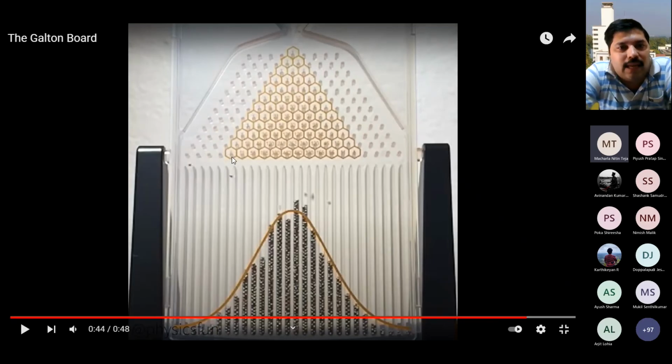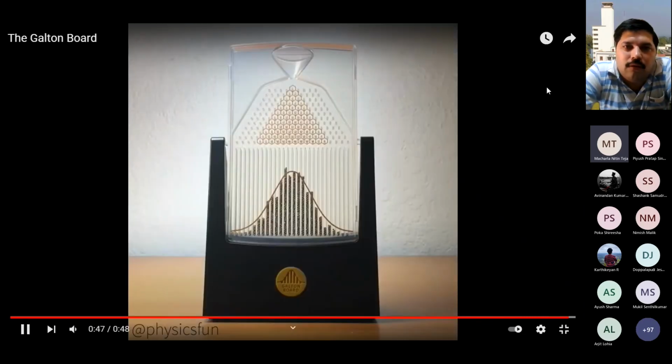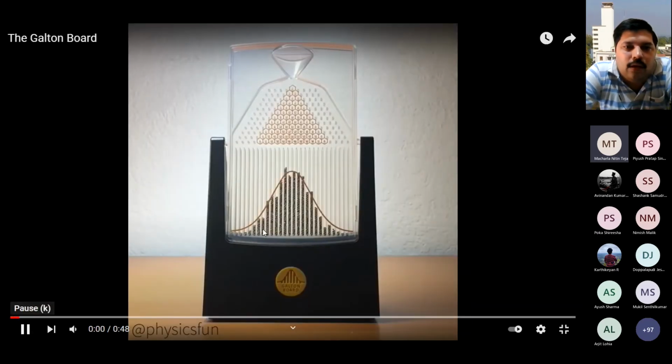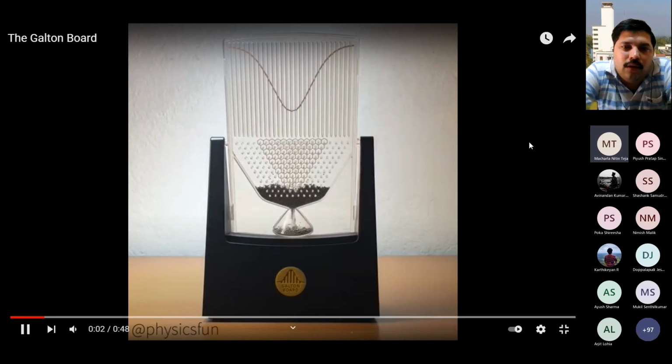Okay, so once it comes at this level, then it falls down through one of these channels, and then it is collected at the bottom. And what is the most surprising thing happening here? Once again, you see. Okay, let me play this again. So once again, you see what is happening.